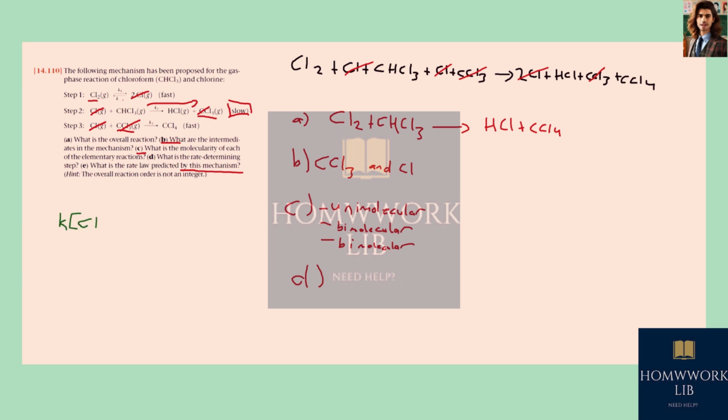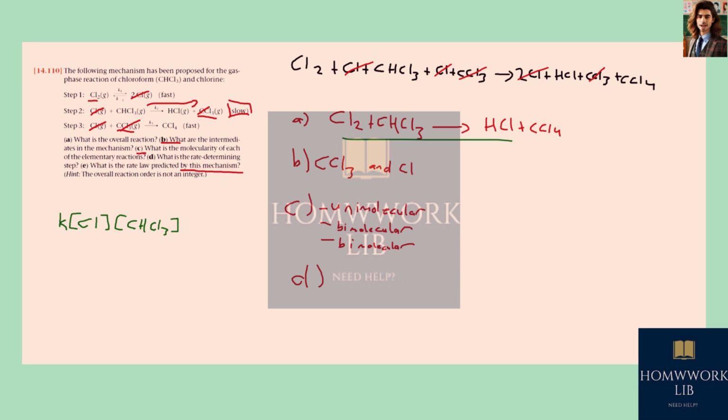Normally I would write the slow step's rate law, which would be k times Cl times CHCl3. However, I cannot write that. The reason is Cl is an intermediate. So I need to get rid of the Cl because we don't see Cl in the overall reaction. It does not appear to us. What appears to us is what we start with and the overall reaction over here. So let's just try to get rid of the Cl.